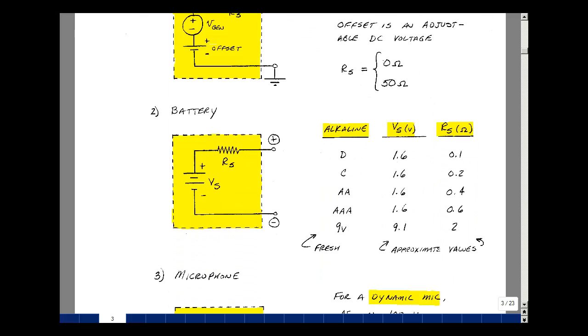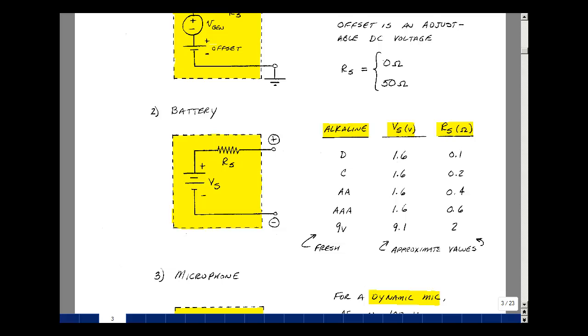In this lab, we'll take a look at finding the Thevenin resistance of several different types of circuits, one of which is a battery. If you were to physically cut open a battery, you wouldn't see a resistor inside of it, but you see its effects at the terminals. In other words, the most current that you can draw out of this battery is if there was a short circuit here, and that would be V sub S divided by R sub S. So R sub S really is an indicator of how much current you can draw from a battery.